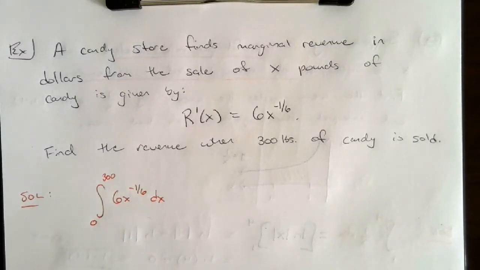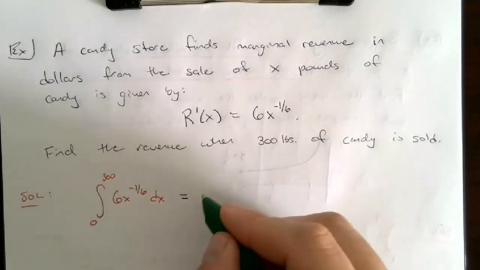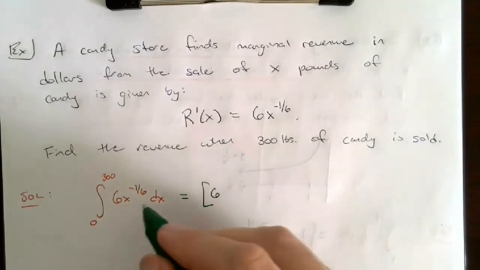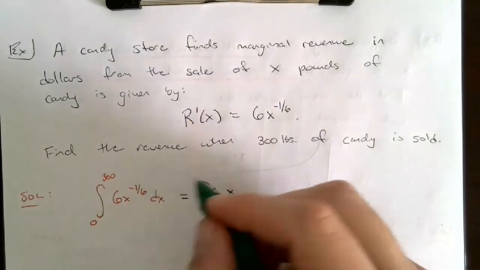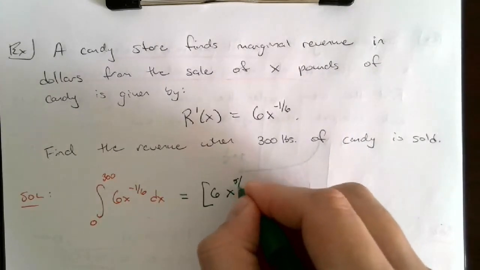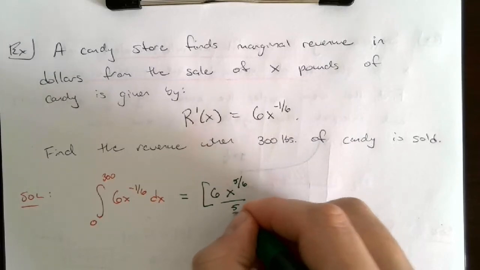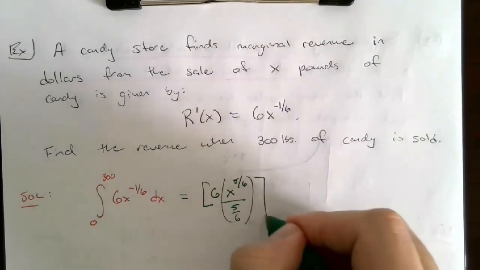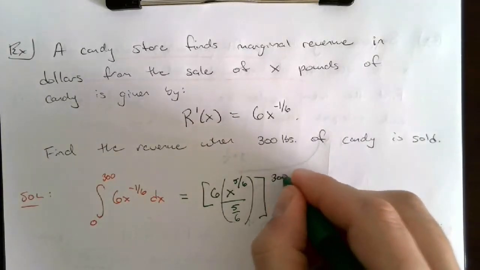So evaluating this, take the antiderivative first. 6 is a constant in front, stays in front. X to the negative 1/6, remember what you do, you add 1 to the exponent. So negative 1/6 plus 1 will give you 5/6. And then you want to divide by that same new power, so I'm going to divide by 5/6, making sure you can see that. And this is all evaluated from 0 to 300.